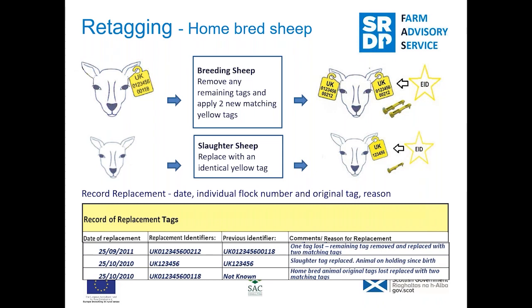You can buy matching tags, but it's easier to replace as you have to record it anyway in the record of replacement in your holding register. And also, if you record a slaughter tag replaced with another slaughter tag, you must also record this in your record of replacement tags.